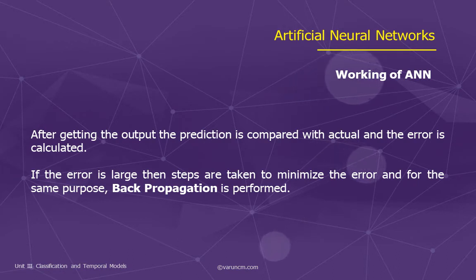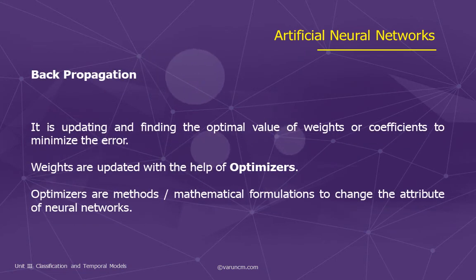So you are going to go back and make some necessary changes in the weights, or you can make changes in the bias value to minimize the error. So you are going back. This process of going back from the predicted output to the input, that we call back propagation. Let's look into the definition again. Back propagation is updating and finding the optimal value of weights or coefficients to minimize the error.